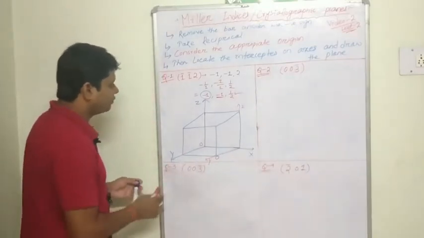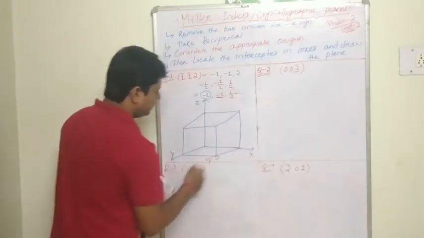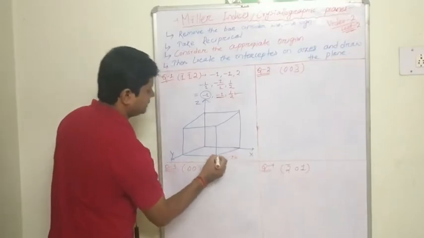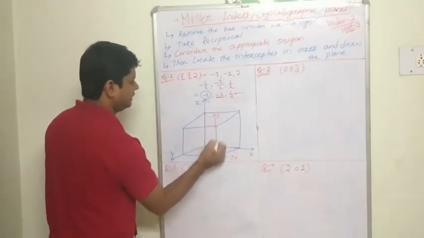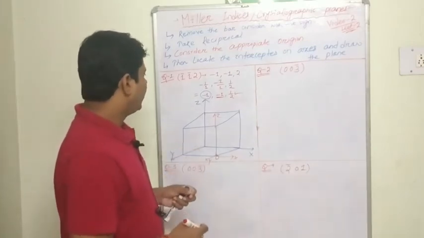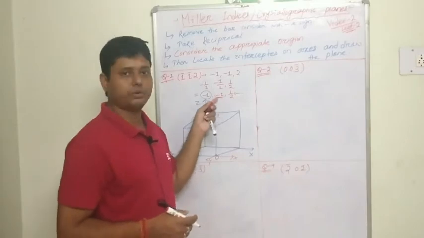So here we found that the appropriate origin should be here. That means this side will be our x, this will be z, and this will be y. Okay, this will be the origin. Now we have to put the so-called intercepts, whatever we have found here.